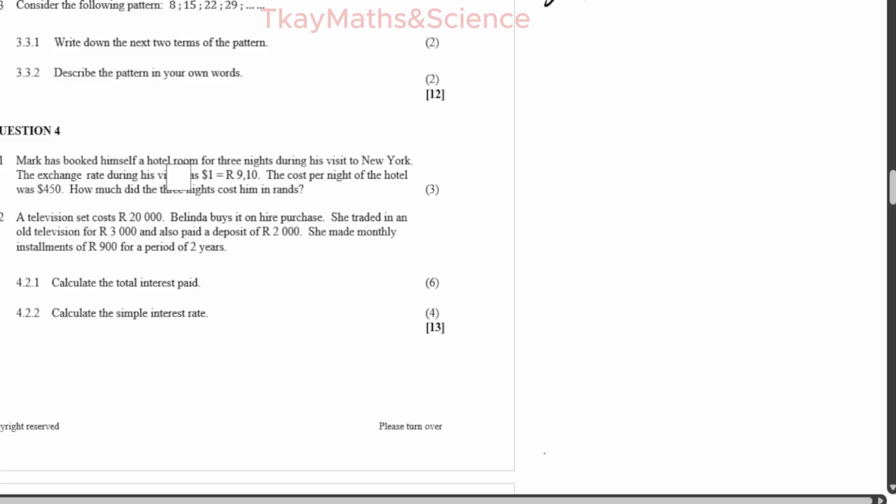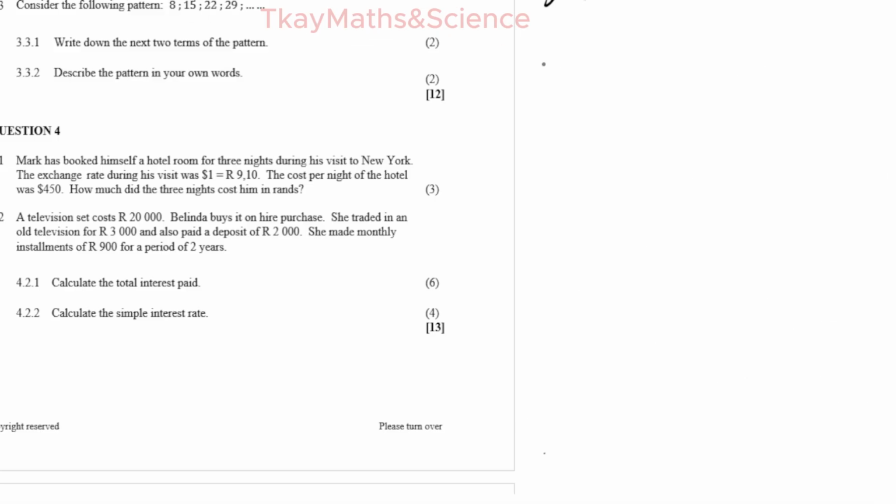4.1 is stating that, let me just write here. 4.1. Okay. So the question is stating that Mark has booked himself a hotel room for 3 nights during his visit to New York. The exchange rate during his visit was a dollar is to 9.10 cents, right? The cost per night of the hotel was 450, that is dollars. How much did the 3 nights cost him in rands?